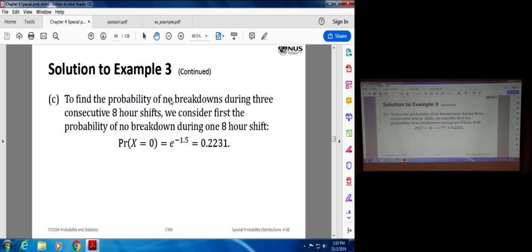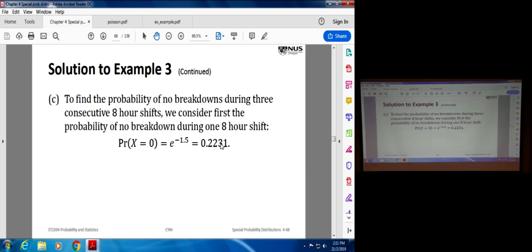First of all, in order to find the probability of no breakdowns during 3 8-hour shifts, first consider the probability of no breakdown during 1 8-hour shift. Under our hypothesis, x, the number of breakdowns in an 8-hour shift, is Poisson with parameter 1.5. So we just compute the Poisson probability mass function at x equal to 0 when lambda is 1.5. We've already done that. Apparently it was 0.2231. So that's for one shift.